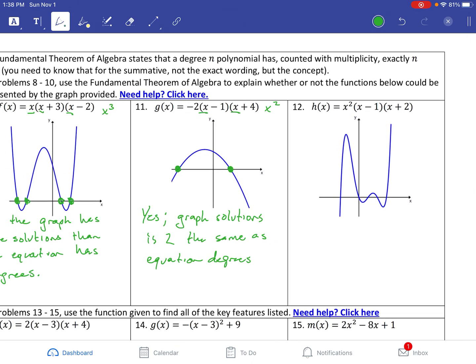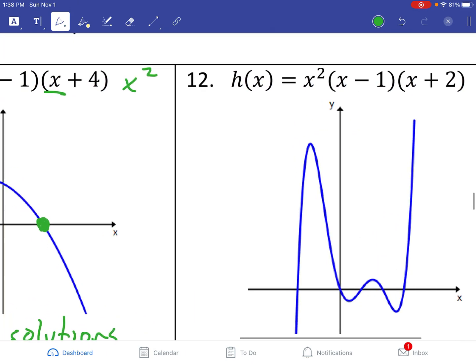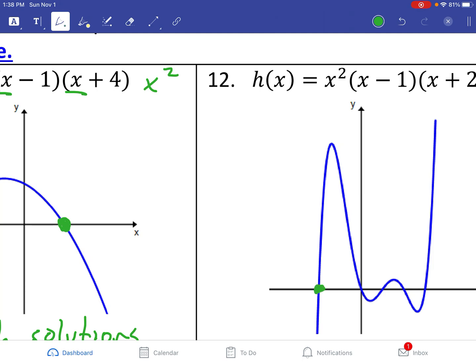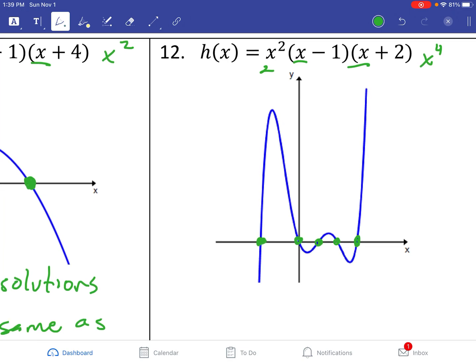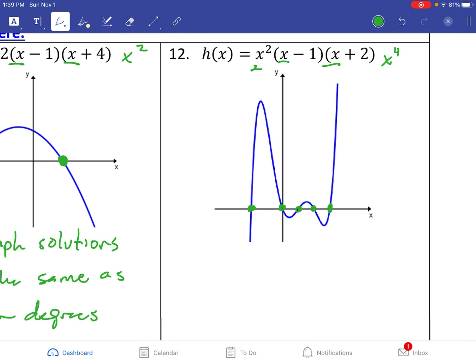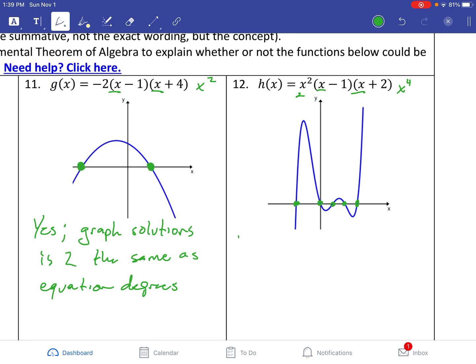Okay. And lastly here, if we look at our graph, we have 1, 2, 3, 4, and 5. So there are 5 solutions to this equation. All right, based on your equation, you have 1, 2, and this actually counts as 2 because it's x squared. So that means at most you're going to have x to the 4th. So again, you have more solutions where the graph goes through the x-axis than you have degrees in your equation. So this is going to be, again, a no.